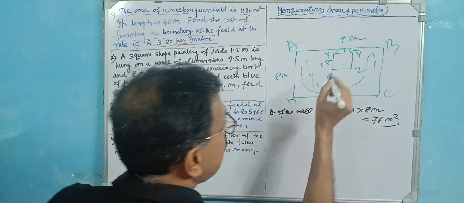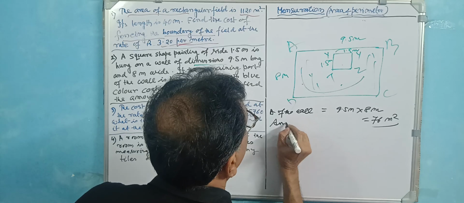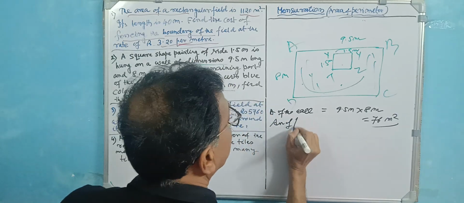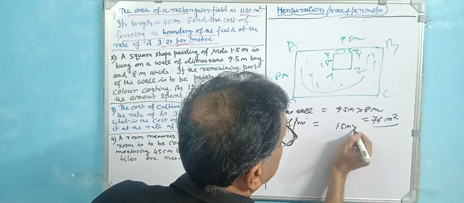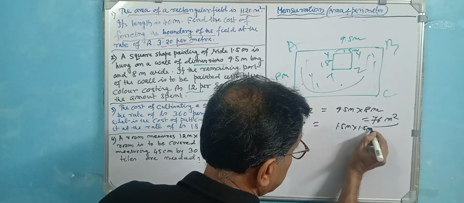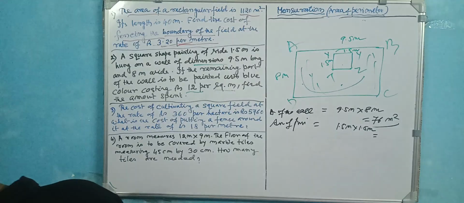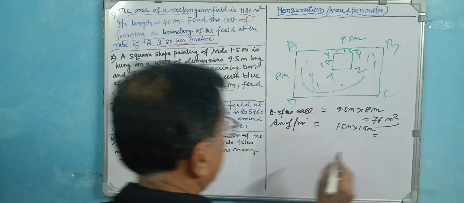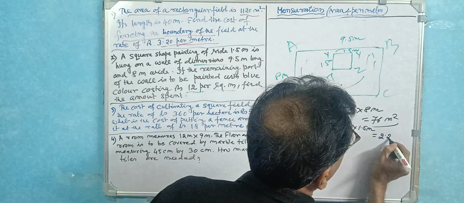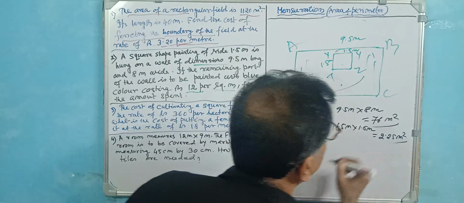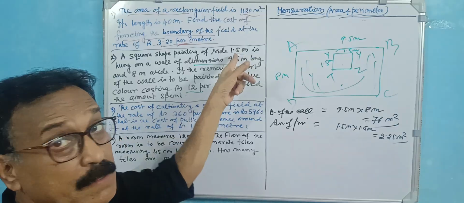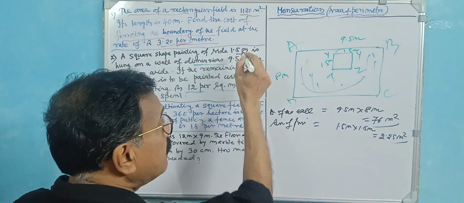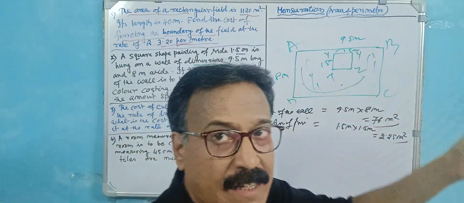Okay, now area of the painting, that is 1.5 meter into 1.5 meter, because this is a square. 15 into 15 is 225, that is 2.25 meters square. If this is centimeter, that is very important, you convert to the meter. The next sum is coming.